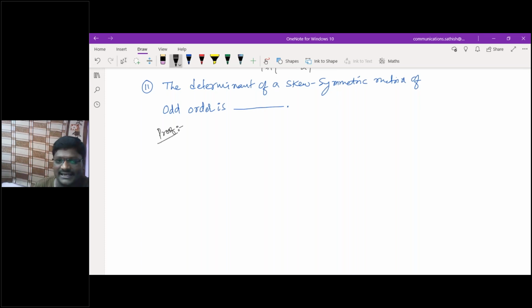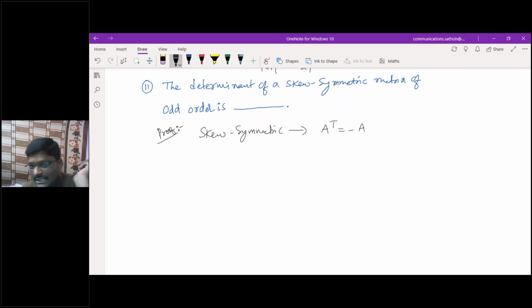To some extent you got the answer. Then I will make a small correction. See, you know what a skew symmetric matrix is? A transpose equals minus A. Then they are asking for the determinant of the skew symmetric matrix, so you need to apply the determinant on both sides. Determinant of A transpose is equal to determinant of minus A. This you have to do. Am I right?